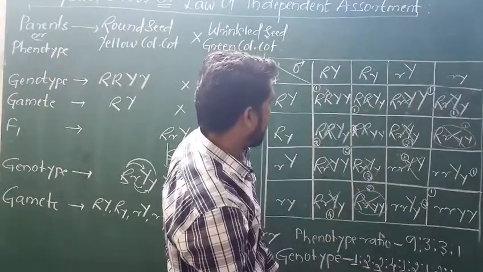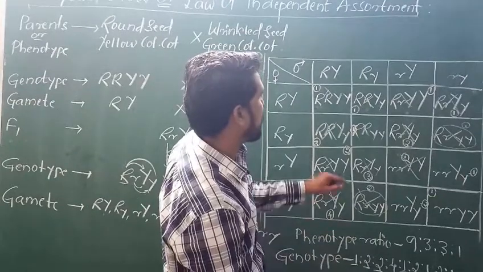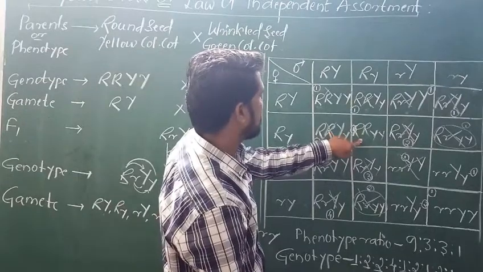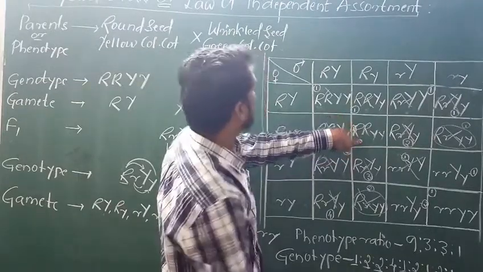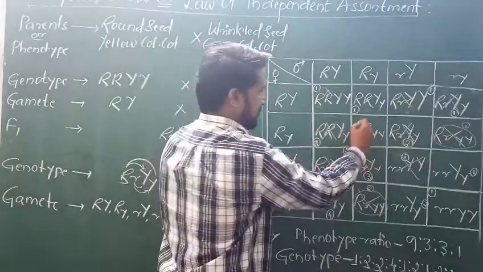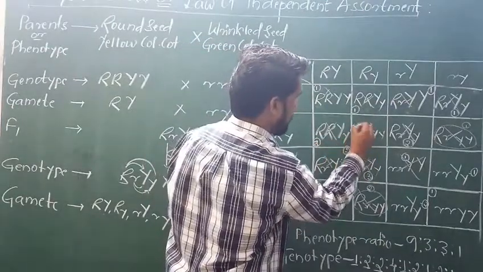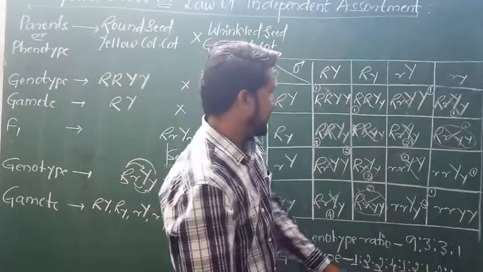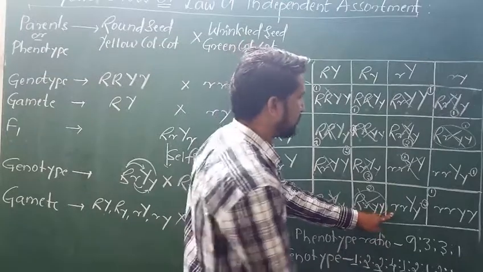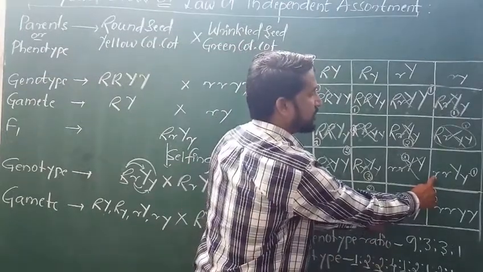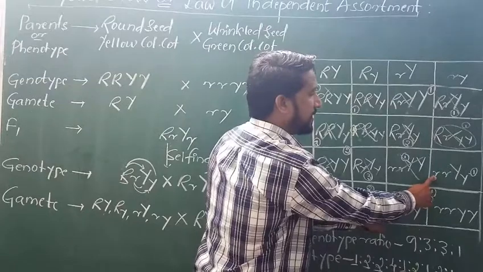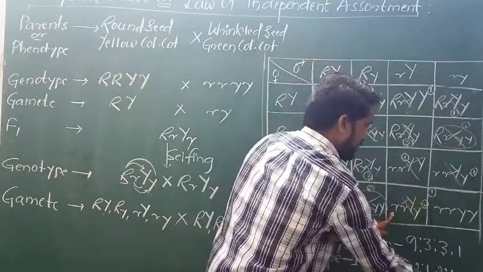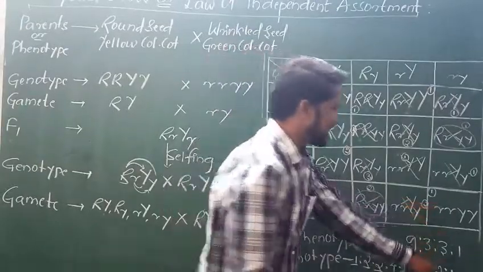Now remaining 1. What is that? 1 remaining is here: round with the green color cotyledon. Only 1 is there here. That 1 is over. Now 2 remain. This is the 2. What is this? Wrinkled with the yellow color cotyledon. 1 and 2: wrinkled with yellow color cotyledon. And only 1 remains. That is this.